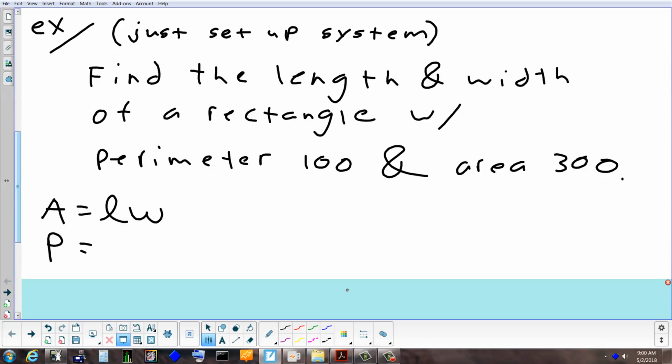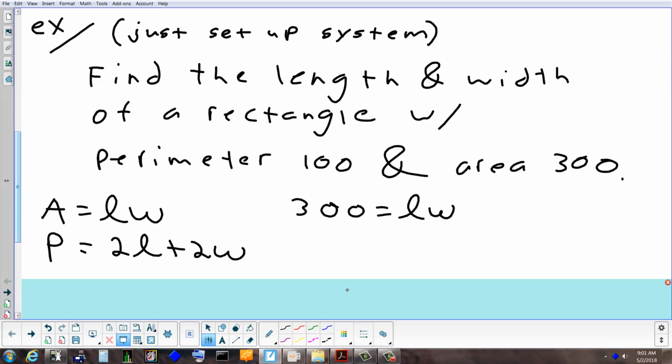And Dylan, what's the formula for the perimeter of a rectangle? 2 times length plus 2 times width. Yep. And now we'll fill in what we know. P is 100, A is 300, and that's our system. So we get 300 equals length times width.